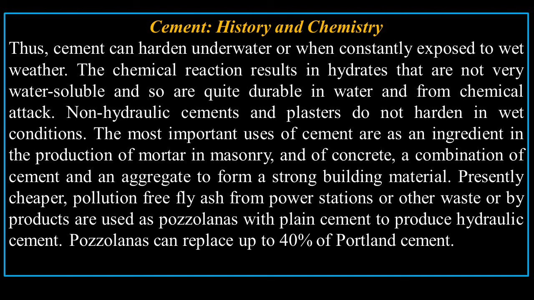The most important uses of cement are as an ingredient in the production of mortar in masonry and of concrete, a combination of cement and an aggregate to form a strong building material. Presently, cheaper, pollution-free fly ash from power stations or other waste or by-products are used as pozzolanas with plain cement to produce hydraulic cement.